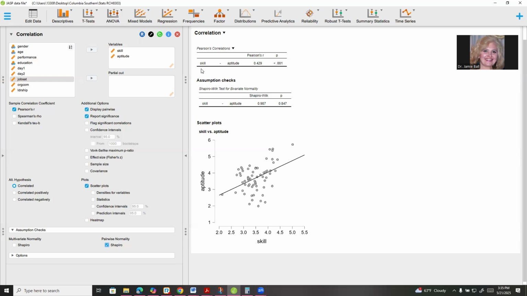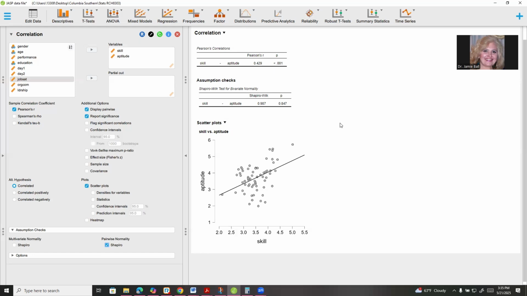Is there a relationship between skill and aptitude? And look, my p-value is less than 0.001. That is a significance. And my Pearson R number here is 0.429, which is a medium moderate strength. And it's a positive number. So I have a positive moderate line.